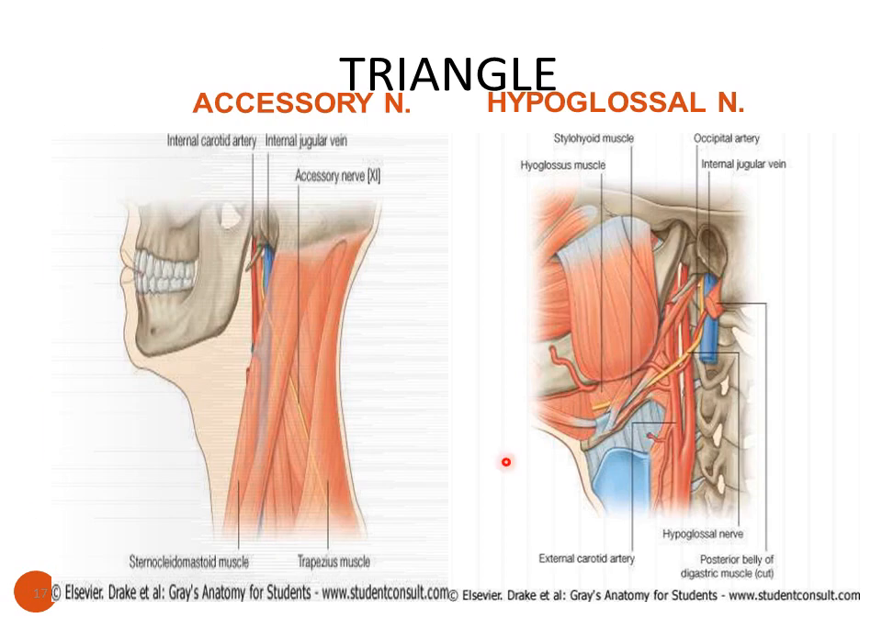Deepest structures in the posterior part of the digastric triangle: internal carotid artery, internal jugular vein and vagus nerve. We have submandibular lymph nodes.